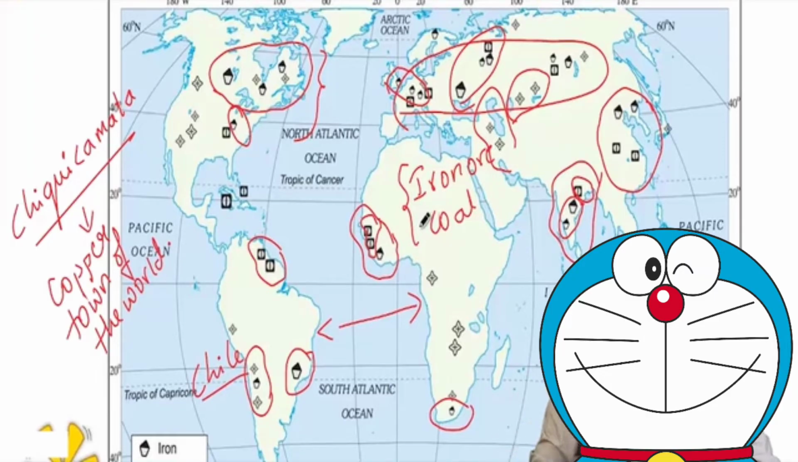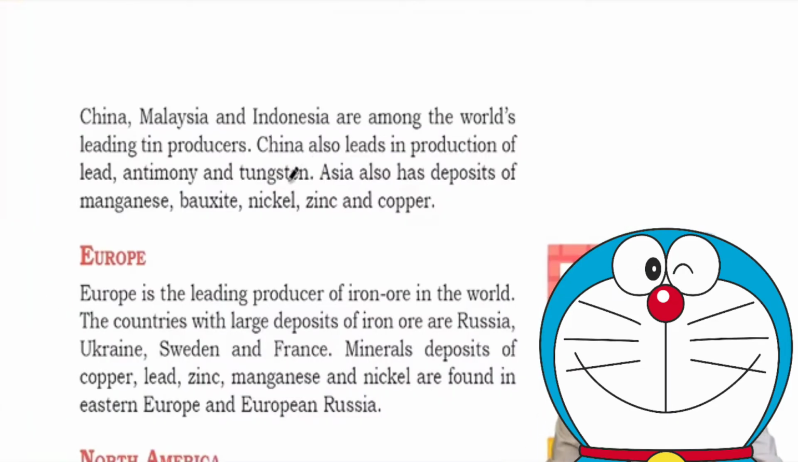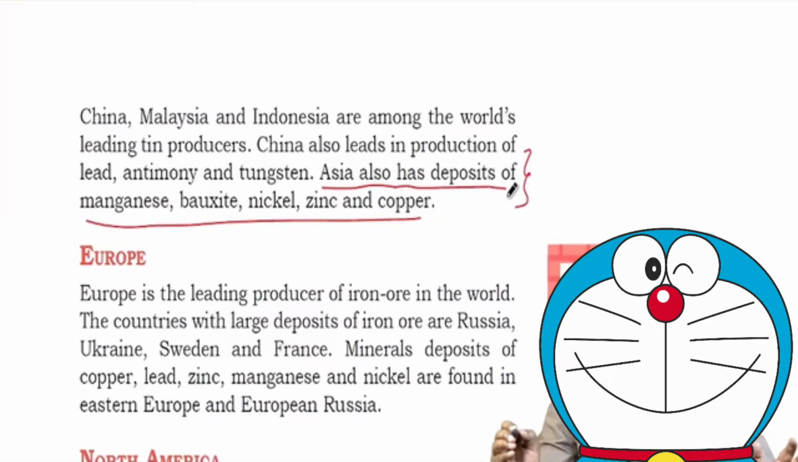Then you should be aware of this particular diagram. What did you understand? You understood that in Asia, iron ore is present in India and China. When I take Europe, it is present in eastern part of Europe, it is present in UK, and it is also present in European part of Russia. And Australia has it. Africa, very little iron ore is present. South America, little, but Canada has iron ore as well. Apart from this, Asia also has deposits of manganese, bauxite, nickel. Almost all the minerals are there in Asia, so you need not remember that.